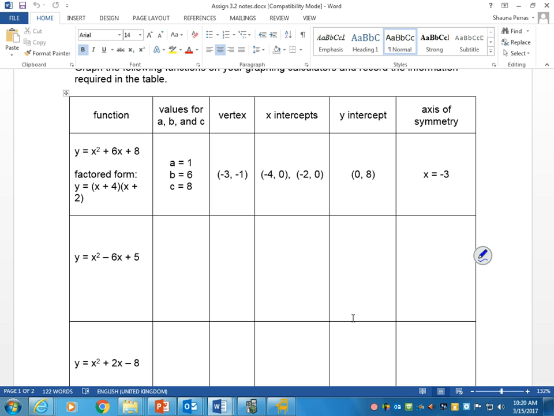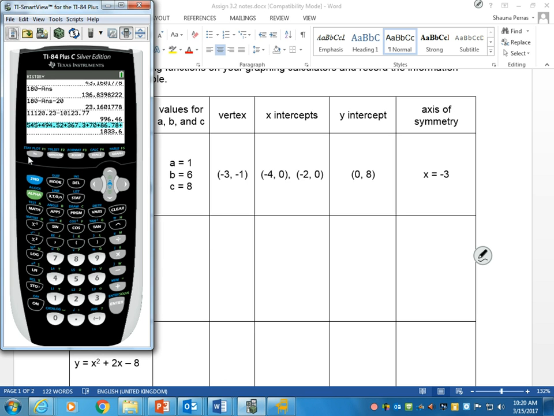So my factored form is y is equal to x plus 4, x plus 2, just so we can see that it's factored like that. The values for a, b, and c: well, a is 1, since there's nothing out in front of the x squared. B is 6, and c is 8. Now, can we get the vertex right out of the standard form? No, that's where our graphing calculator comes in.